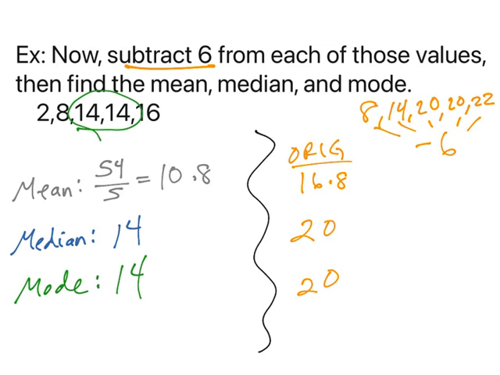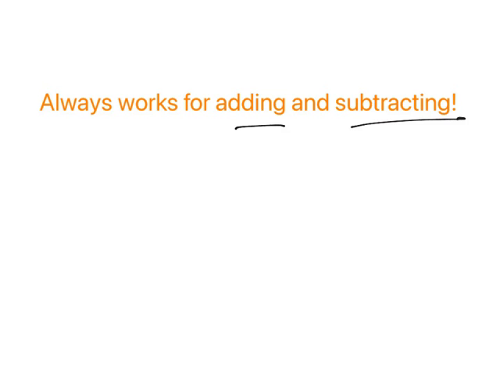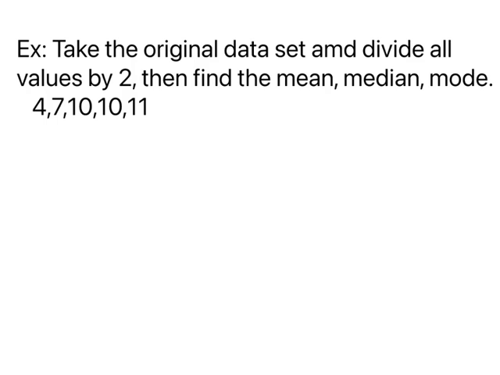So if you compare, notice how each one subtracts 6. Isn't that interesting? So when we are adding or subtracting, that will always work. This has to be for every value in the data set. So if you add a constant to every value in the data set, the mean, median, and mode will also increase by that amount. If you subtract, they'll subtract by that amount.